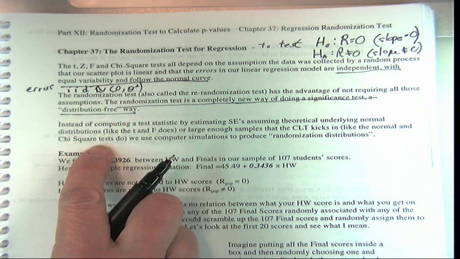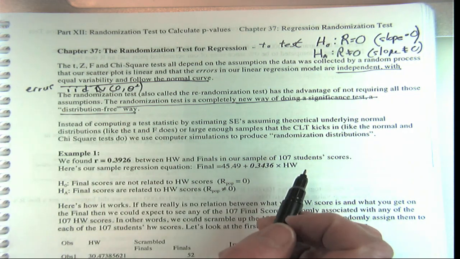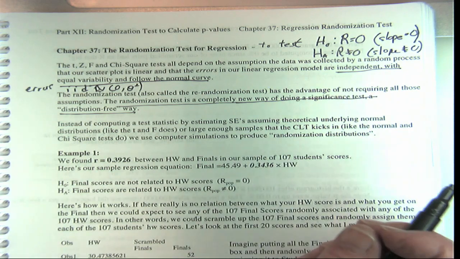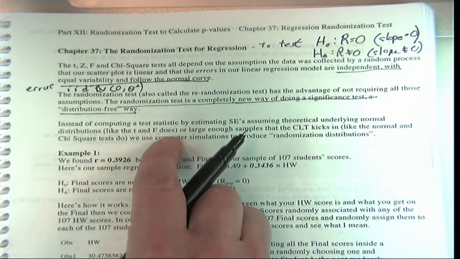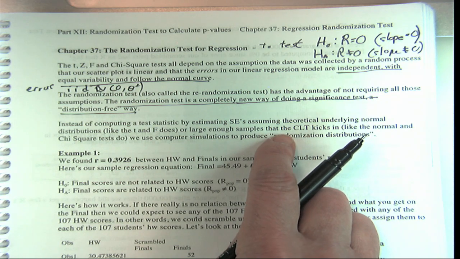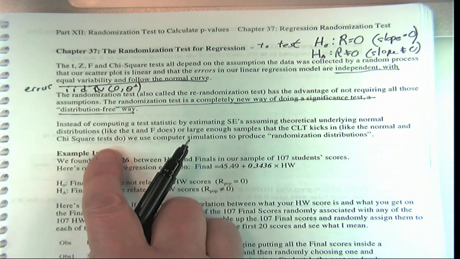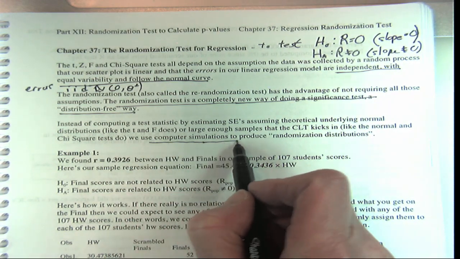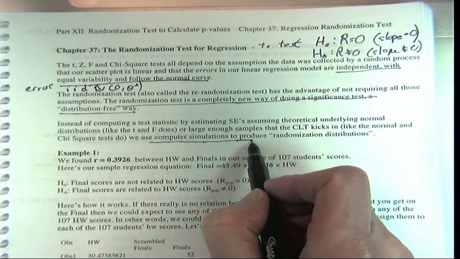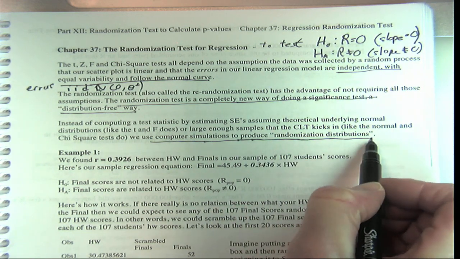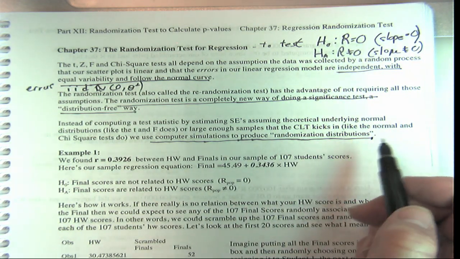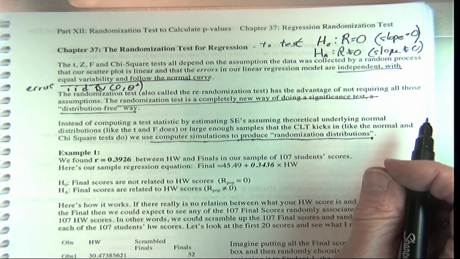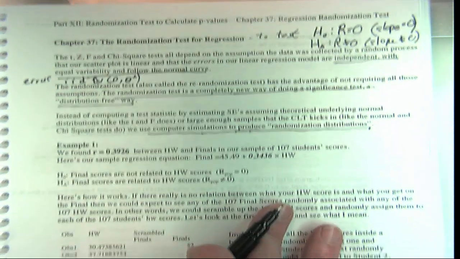So what are we going to do? Instead of computing a test statistic by estimating those standard errors, assuming theoretical underlying normal populations, like the t-test does, or large enough samples that the central limit theorem kicks in, like the normal and chi-square tests do, we are going to use computer simulations to produce our own distributions, empirical distributions, randomization distributions. Okay, so we're going to enact the randomization process. So here's how it works.